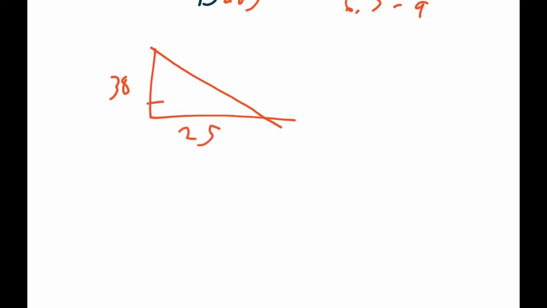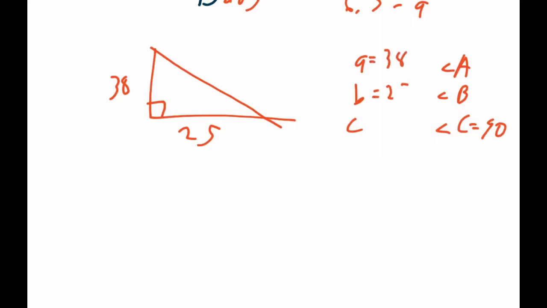For part B, it asks another question where this is 38 and this is 25, and we have a right angle and we need to solve all three of these that we have left. So A is 38 and B is 25.